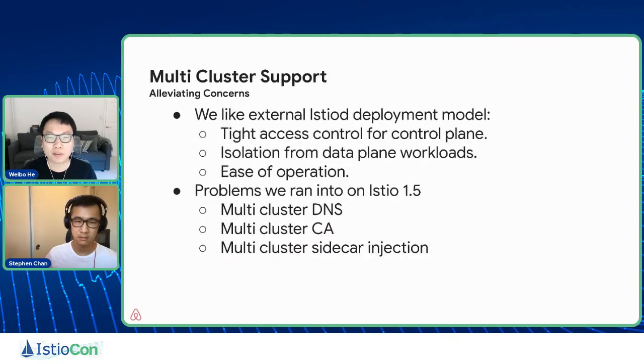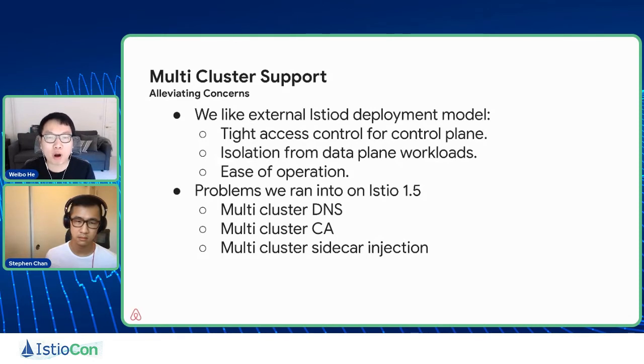As Airbnb has a few dozen Kubernetes clusters in production, another concern we had was around multi-cluster support. We knew very early on that we wanted to do an external Istio deployment for the following reasons. First, we'd like tight access control for the control plane. Second, we'd like to isolate control plane components from data plane workload. And third, we'd like the ease of operation provided by a central control plane.